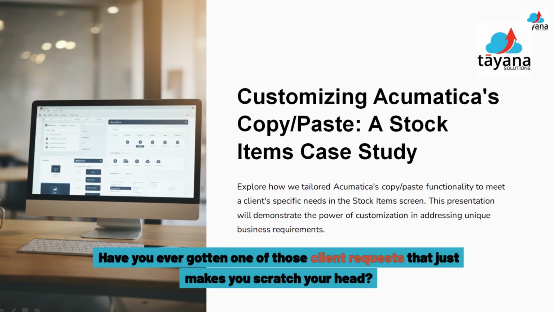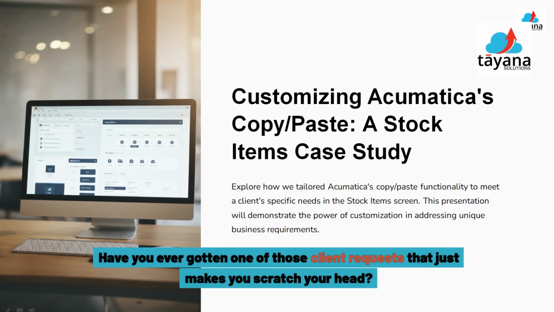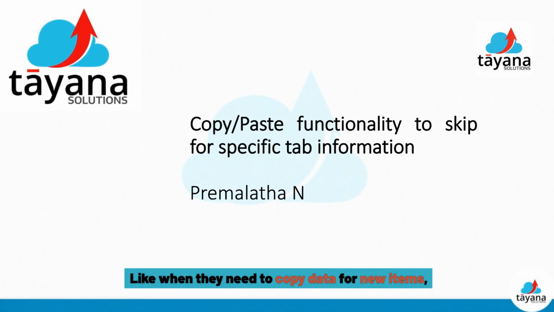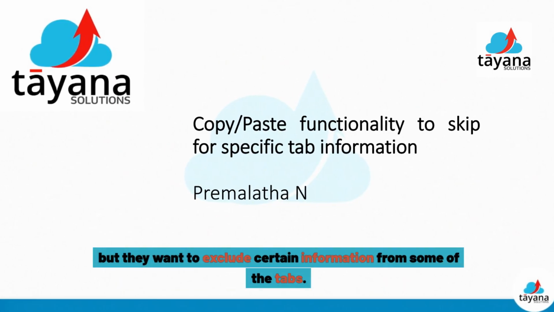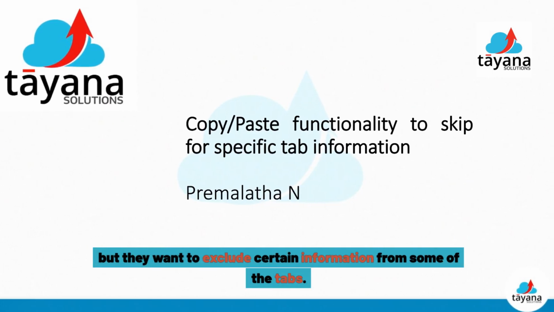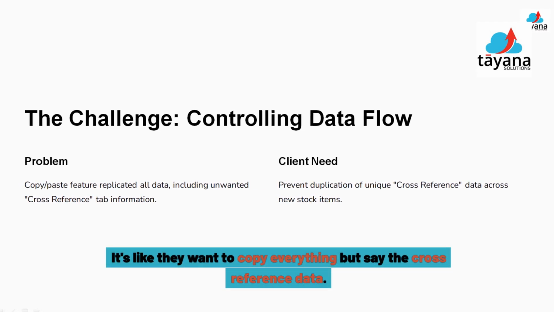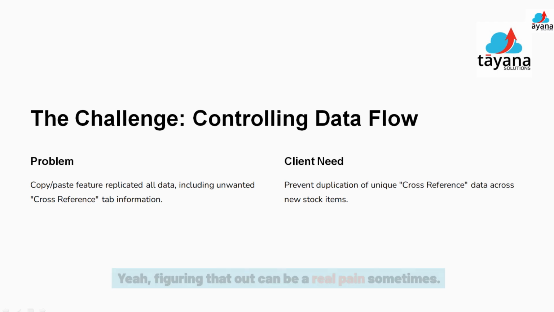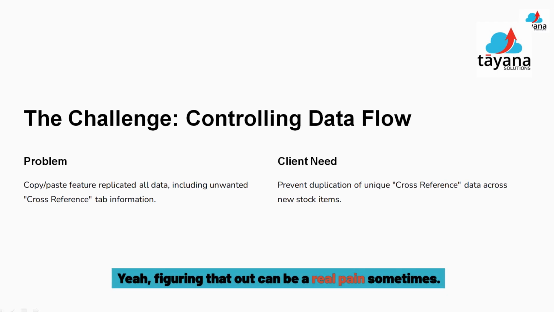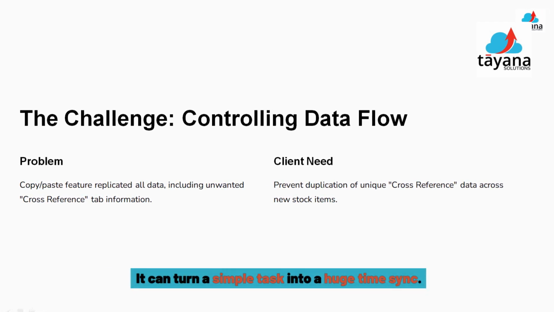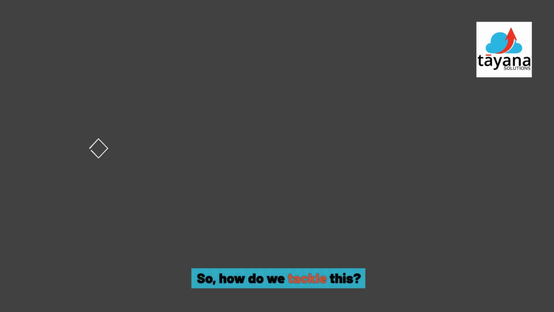Have you ever gotten one of those client requests that just makes you scratch your head? Oh, yeah, definitely. I know what you mean. Like when they need to copy data for new items, but they want to exclude certain information from some of the tabs. I see what you're getting at. It's like they want to copy everything but, say, the cross-reference data. Yeah, figuring that out can be a real pain sometimes. For sure. It can turn a simple task into a huge time sink. Absolutely. So how do we tackle this?